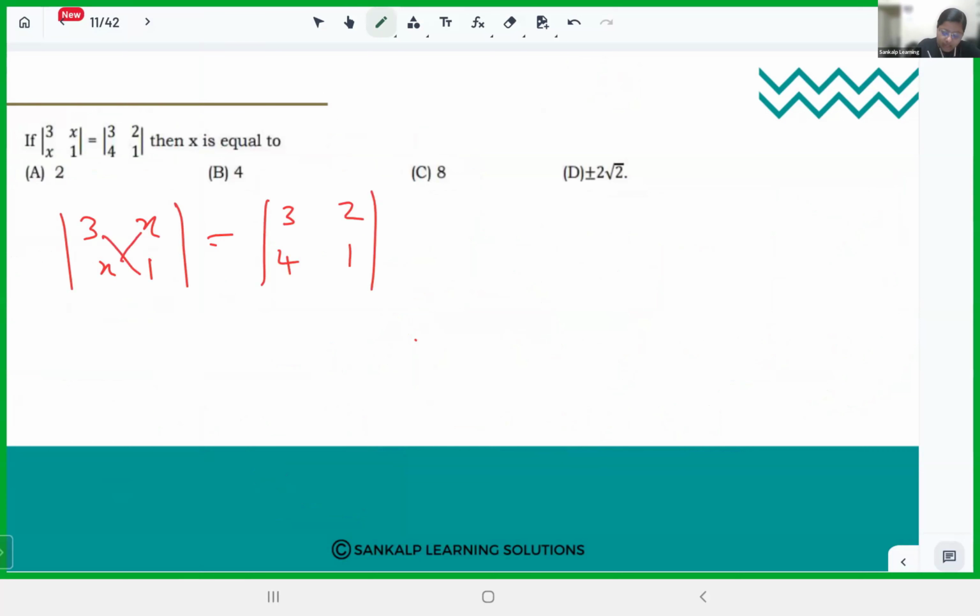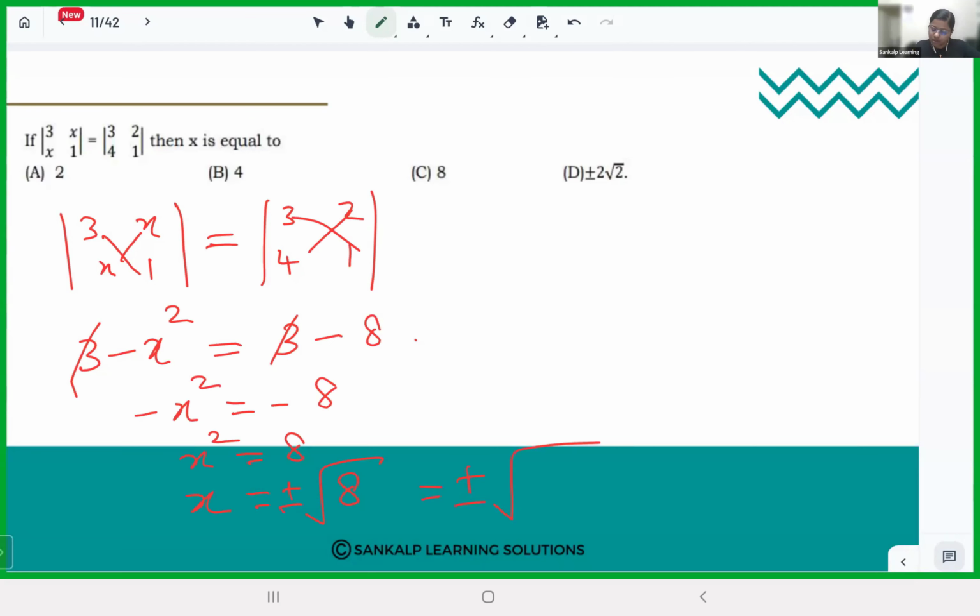3 into 1 minus x into x is x square, is equal to 3 into 1 is 3 minus 4 into 2 is 8. 3 minus 8, which means 3 and 3 get cancelled. So minus x square is equal to minus 8. Minus can also be cancelled. So value of x is nothing but plus or minus root 8. So this root 8 can be written as root of 4 into 2.